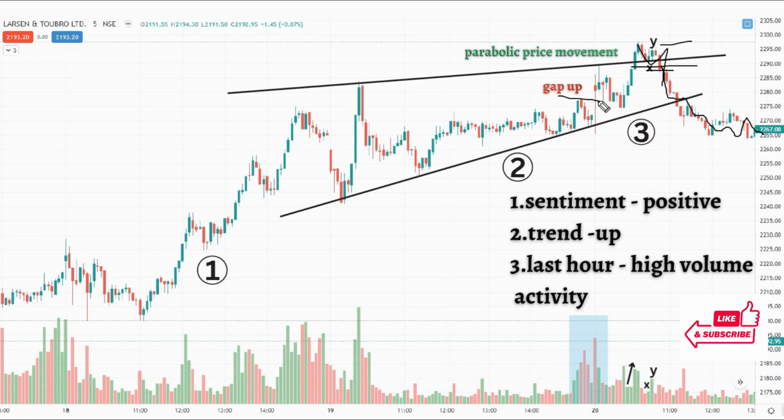Okay, so this is very, very important. And also, if we see any parabolic price movement on the first hour itself, this is another very, very good sign that this setup would work in our favor. Okay, so do remember that.